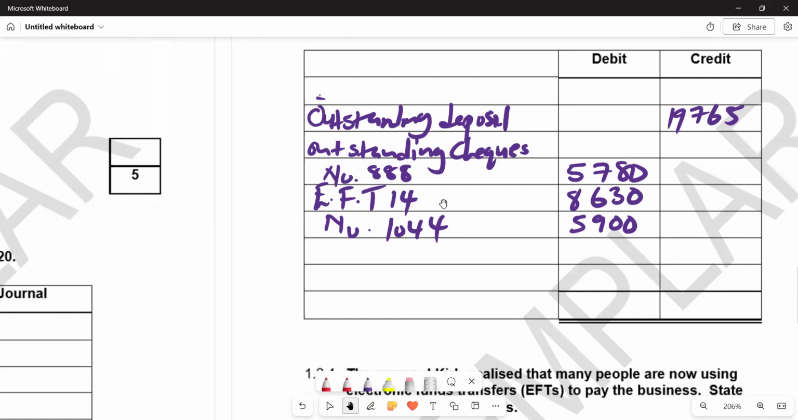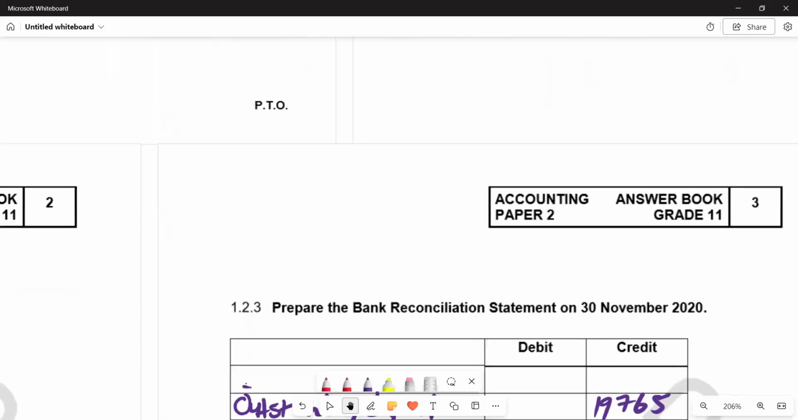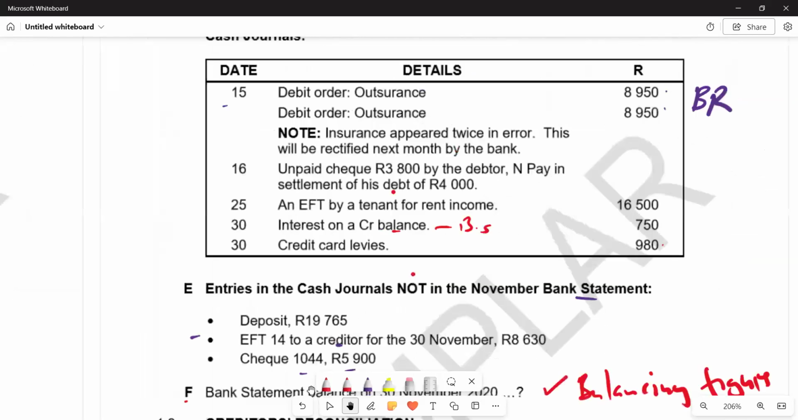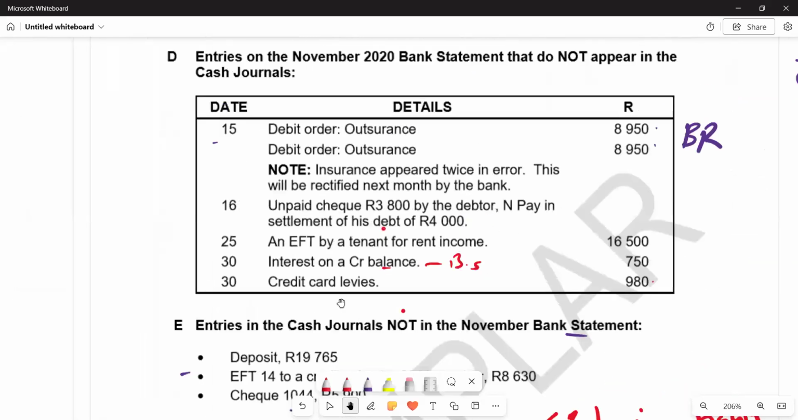Right. So we also have another entry that we reflected as affecting the bank reconciliation. We have got here again, it's affecting our bank reconciliation, which is saying insurance appeared twice in error. This will be reflected in the next month by the bank. But on the bank reconciliation, we have to put it there and there. So what we are saying is we have got an amount 8,950 on the debit side of the bank statement that we need to remove.